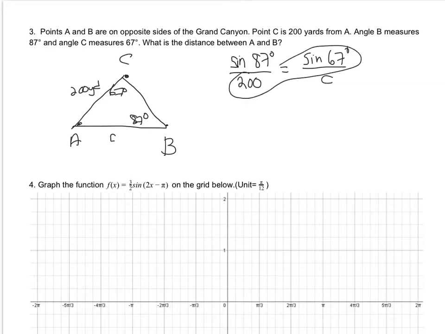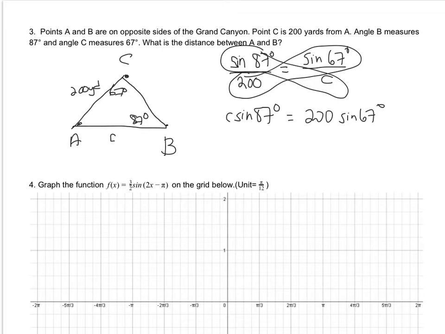So now I'll cross multiply. So I will get C times the sine of 87 equals 200 times the sine of 67. And then just like before, we'll just type these in our calculator. Sine of 87 is 0.9986. So this will be C times 0.9986 equals 200 sine 67, which if I just type that in, I'm getting 184.1. And so I'll just divide both sides by 0.9986.